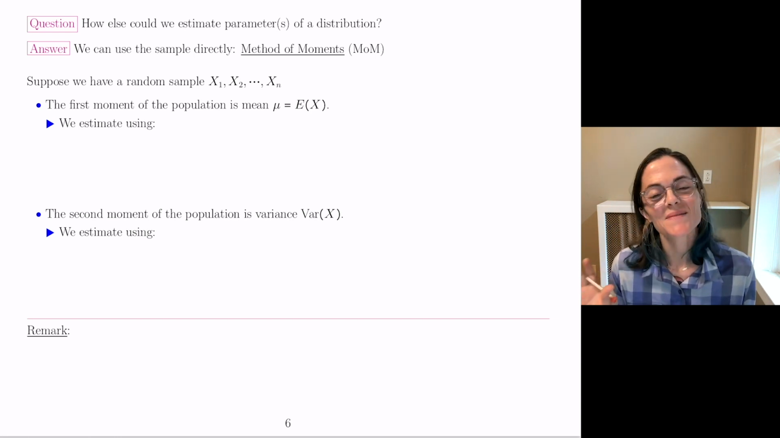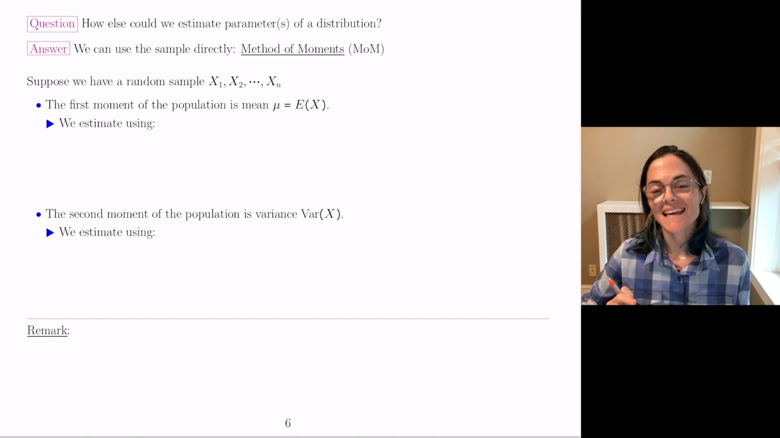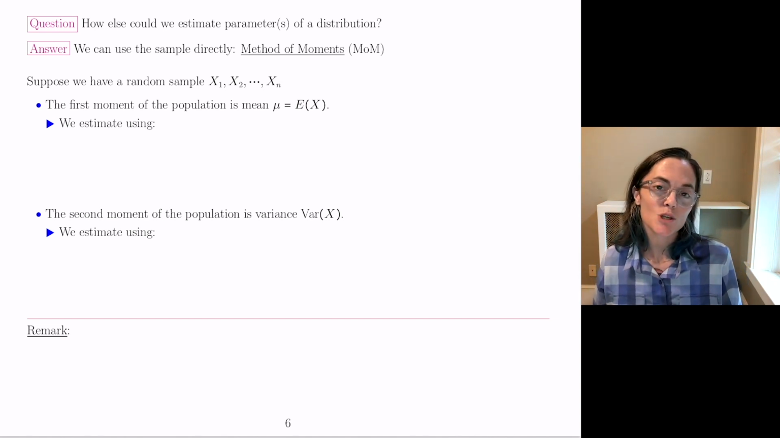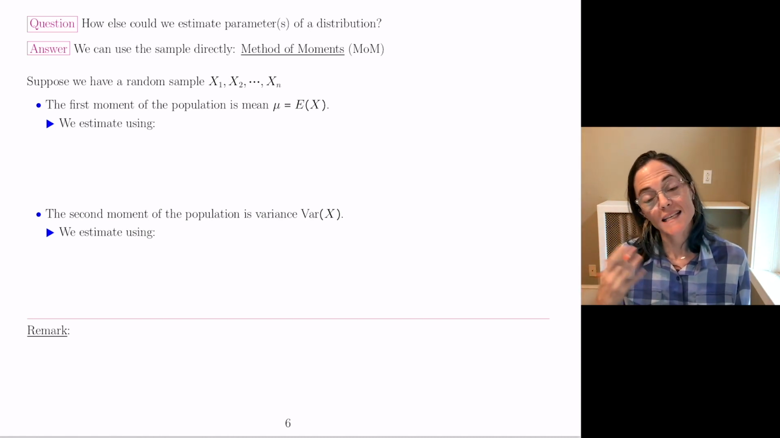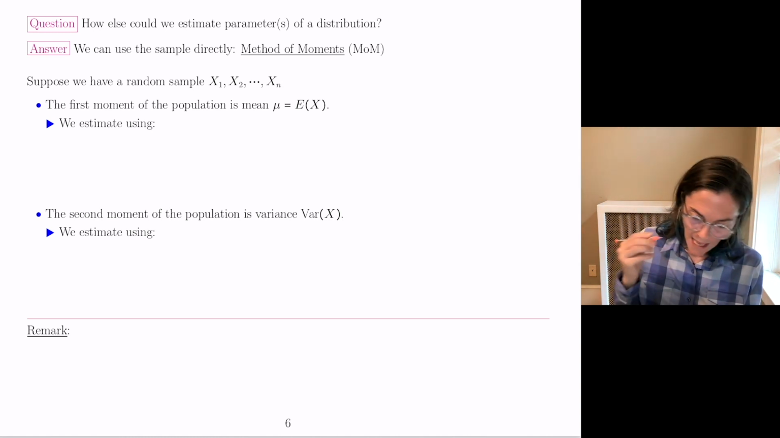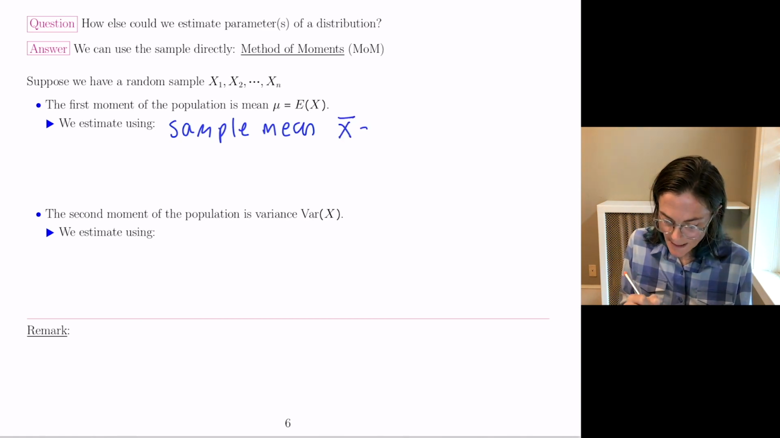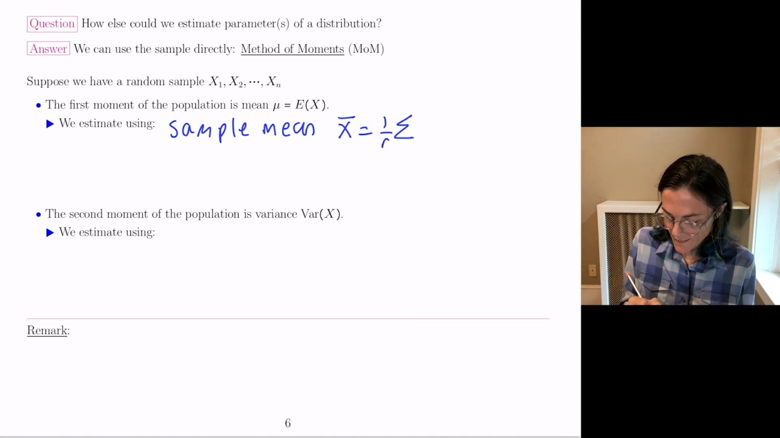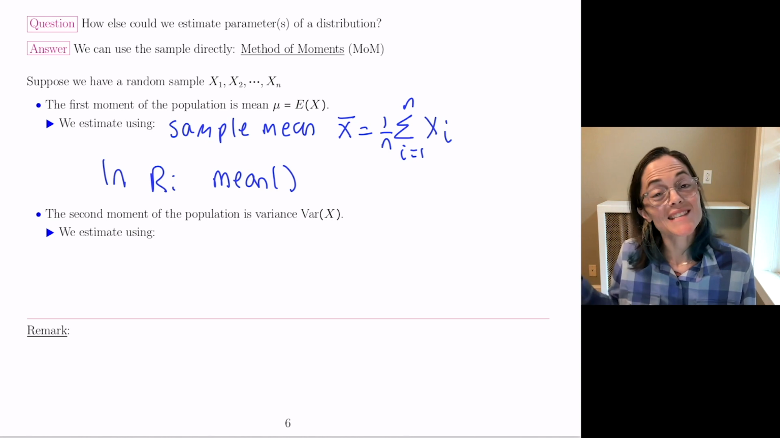So suppose we have a random sample, x1 through xn, and we're thinking about this as sampling from some population, and the population follows some distribution that we don't know. But the first moment of the population is the mean, expected value of x. Well, we estimate this using the sample mean, x bar, which is 1 over n, and then we add up, say i equals 1 to n of xi. And in R, we can calculate using mean, as we have done already.